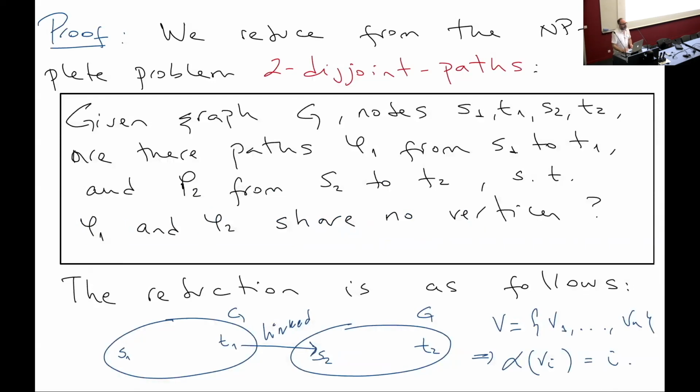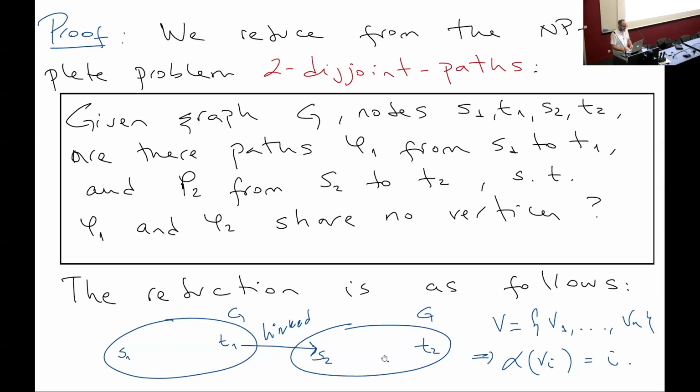Why is this problem essentially NP-complete? Because we can reduce from the NP-complete problem of two disjoint paths. Remember that this is the following problem: given a graph G and nodes S1, T1, S2, T2, find paths rho 1 from S1 to T1 and rho 2 from S2 to T2 such that these paths share no vertices. This is the problem of disjoint paths. This problem can be easily encoded in our problem.